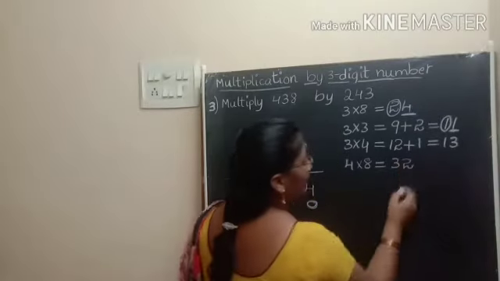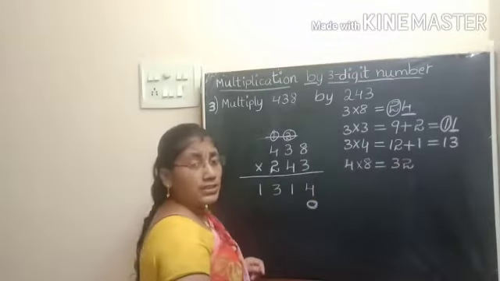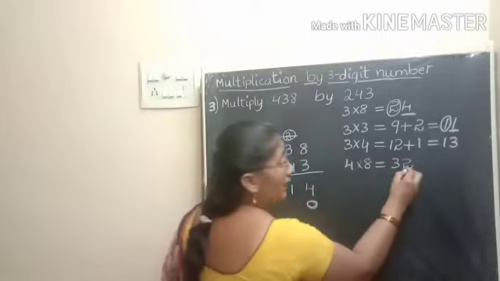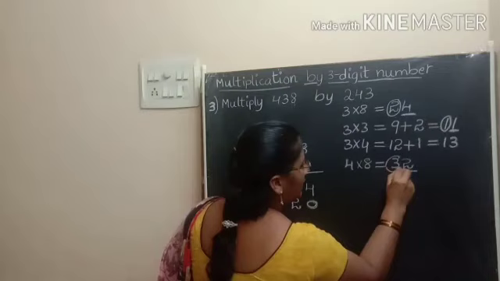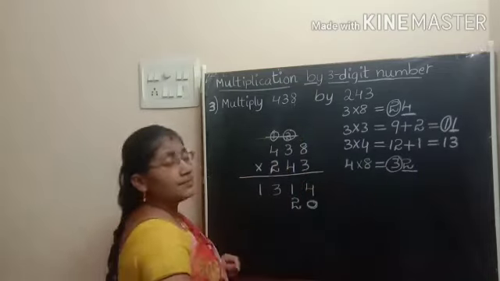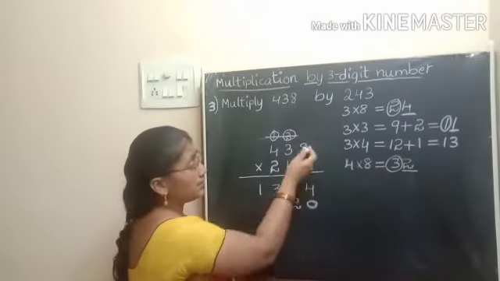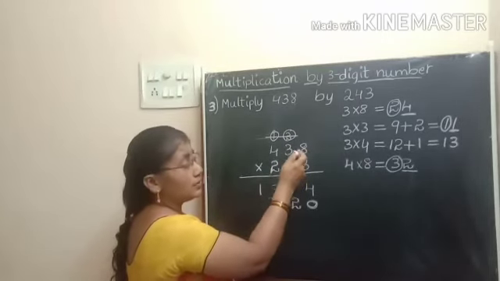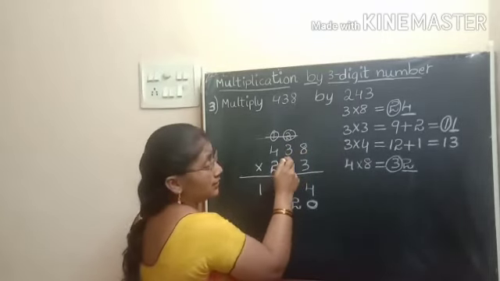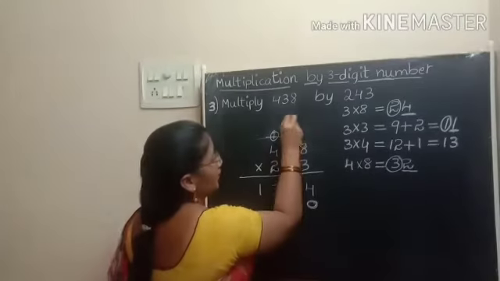32. Here 32 is a 2-digit number. Here we have to take 2 as result and 3 as carry for the next place. What is the next place? Now we multiply ones place digits. So the next place is tens. So we should write 3 as carry here.